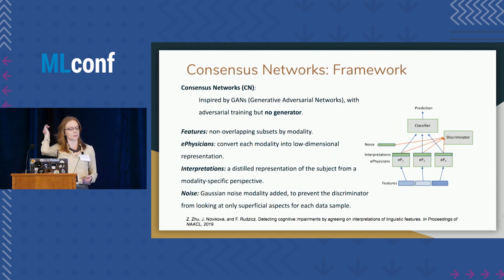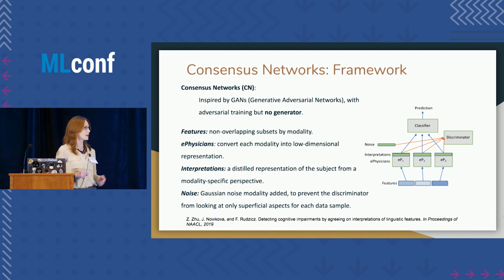So, consensus networks. You can see on the graph on the screen that the consensus network consists of several modules. This is a model that is motivated by generative adversarial networks in some sense.